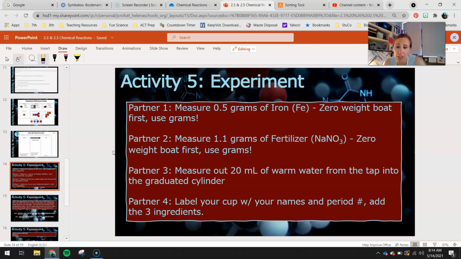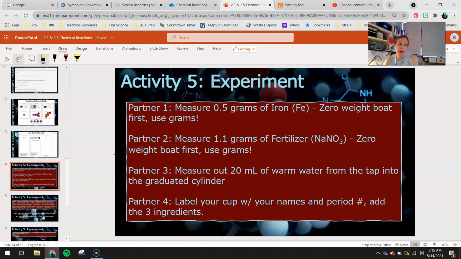Okay, so measure out 20 milliliters of warm water from the tap into the graduated cylinder. Remember to measure to the bottom of that meniscus so your water kind of makes a little curve shape, so the 20 should be right at the bottom of that. Okay, bring that over to partner 4. They will also add that to your cup. And then you guys will need to make observations.